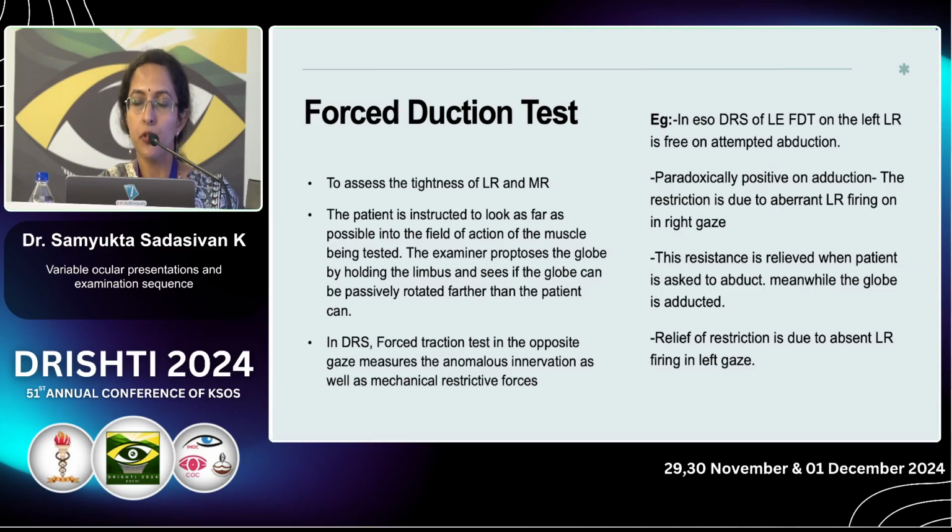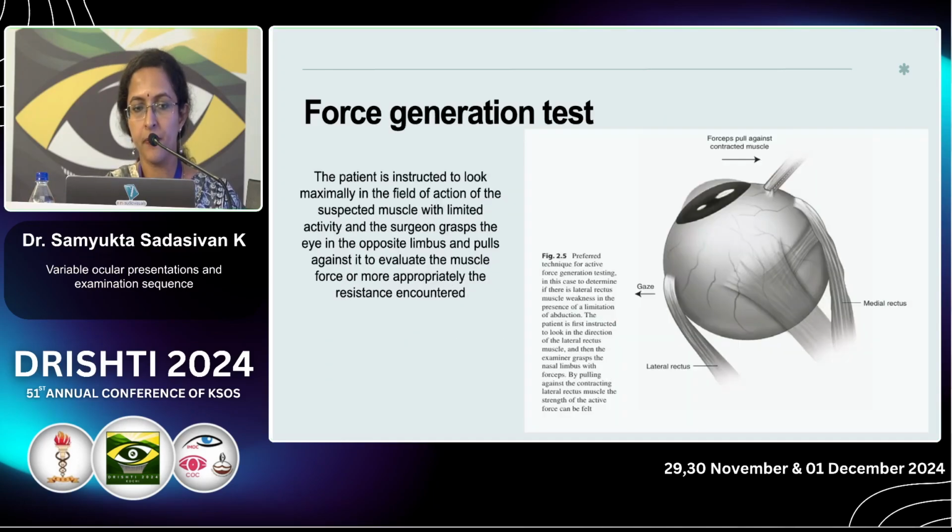On the other hand, when you do this on adduction, this will be paradoxically positive because on adduction, the LR gets the anomalous innervation. Now, this resistance gets relieved when the patient is asked to abduct the eye because the globe is now not getting any innervation in abduction. So relief of restriction is due to absent LR firing in left gaze. Force generation test: here the patient is instructed to look maximally in the field of action of the suspected muscle, and here the surgeon grasps the eye in the opposite limbus, pulls against it to evaluate the muscle force, or more appropriately the encountered resistance.